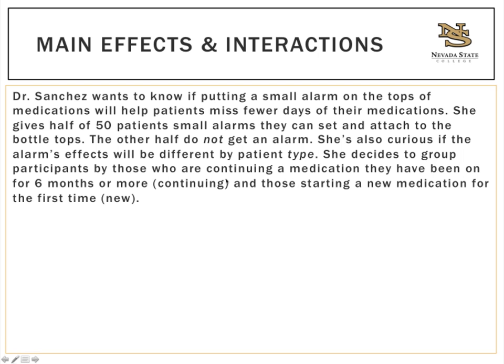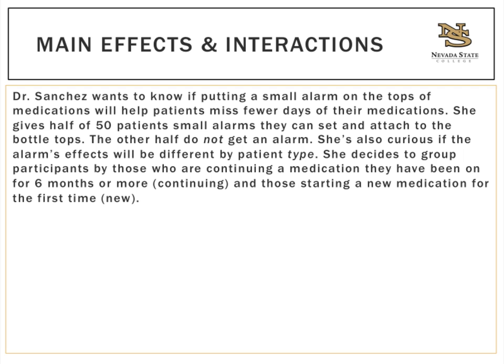Now we already know that these small alarms are a treatment, right? Some participants will get them and some participants will not. But she's also curious if the alarm's effects will be different by patient type. So she decides to group participants by those who are continuing a medication they have been on for 6 months or more. We'll call this the continuing group. And then those who are starting a new medication for the first time. We'll call this the new group.